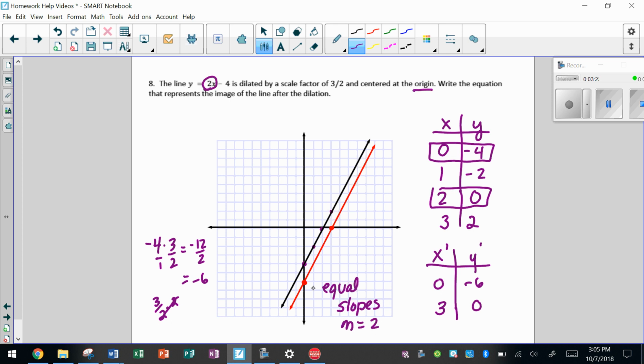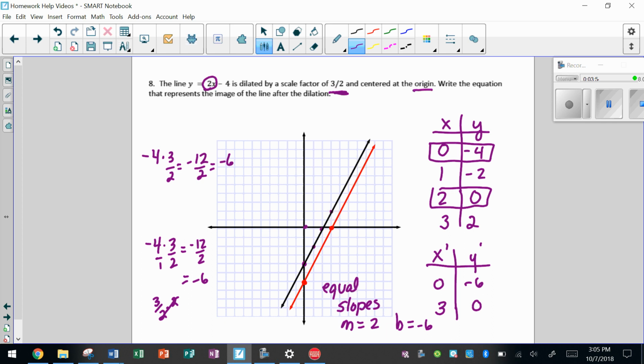However, you can see that my red dilated line is farther away from the origin than my original black line. That's because it's been dilated by a scale factor of 3/2, so it should move farther away from the origin because the scale factor is greater than 1. My new y-intercept is -6. Now, think about this. The original y-intercept was -4. And when you multiply it by that scale factor of 3/2, you get -12 over 2, which is -6.